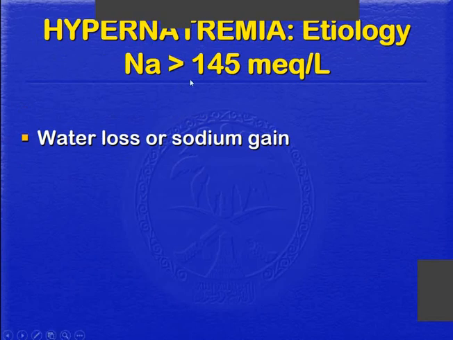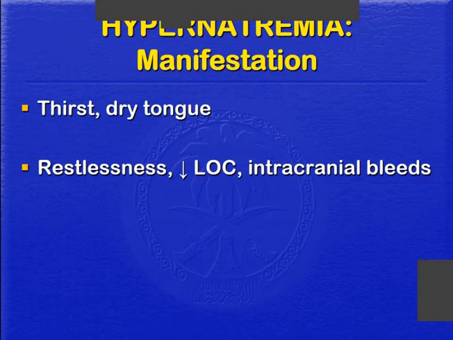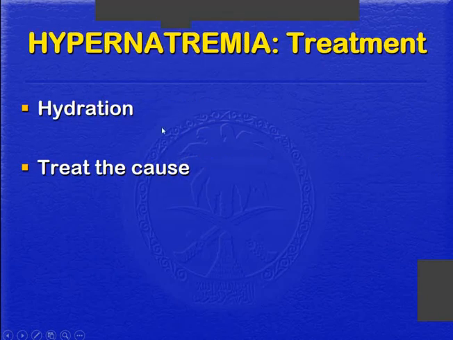On the other hand, hypernatremia is sodium more than 145, either because of water loss, like patients with diabetes insipidus, who lose a lot of free water with their urine, or a patient getting a lot of sodium, or patients who have been treated in the past for hyponatremia and now end up with hypernatremia because their management was not monitored. Manifestations of hypernatremia could be just signs of dehydration, decreased level of consciousness, or intracranial hemorrhage. How do we treat hypernatremia? Hydrate and treat the cause. If somebody has diabetes insipidus, you need to give him hormonal replacement to decrease his free water losses.